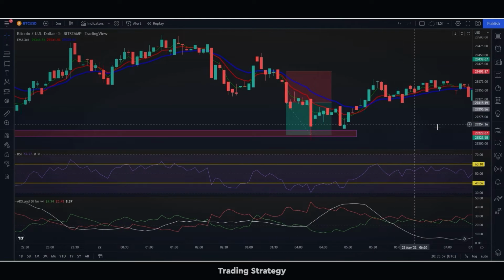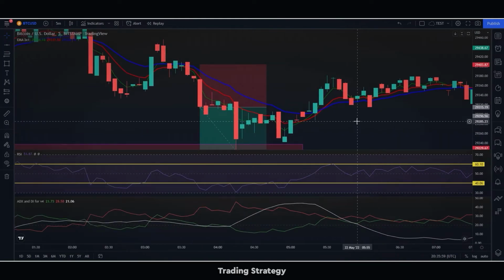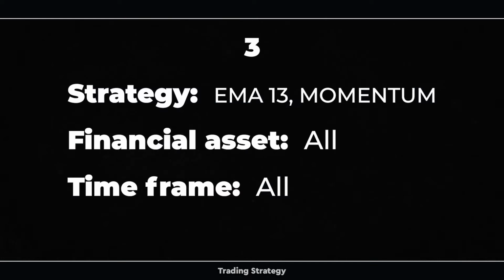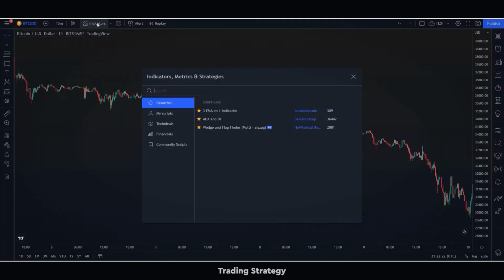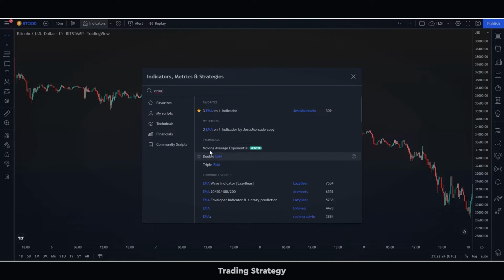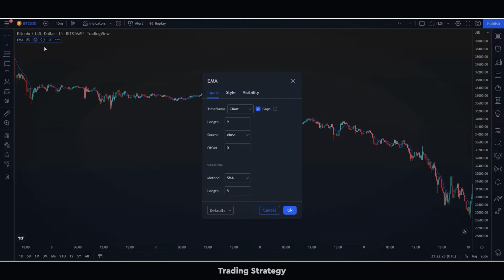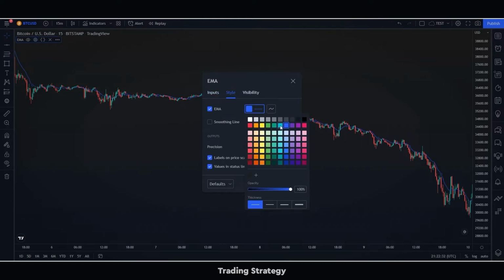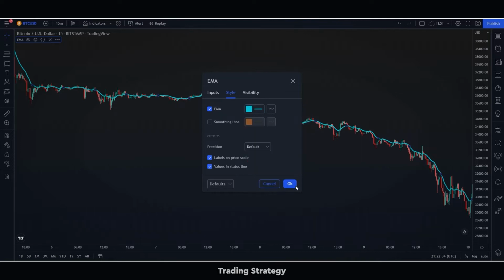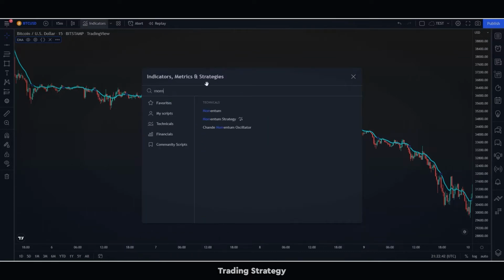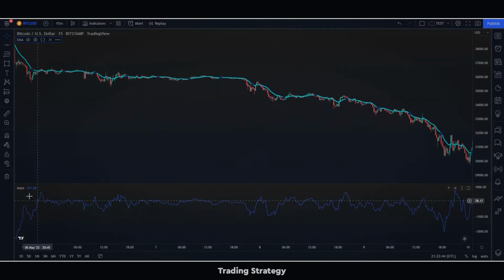If in addition, the ADX white line is above 20, the signal to buy or sell will be stronger. The first thing we will have to do is select an exponential moving average. This EMA, we will put it in 13 periods, we will change the color to light blue, and we will increase the thickness a little. Then we will have to select the momentum indicator. We will put this indicator with a value of 14.